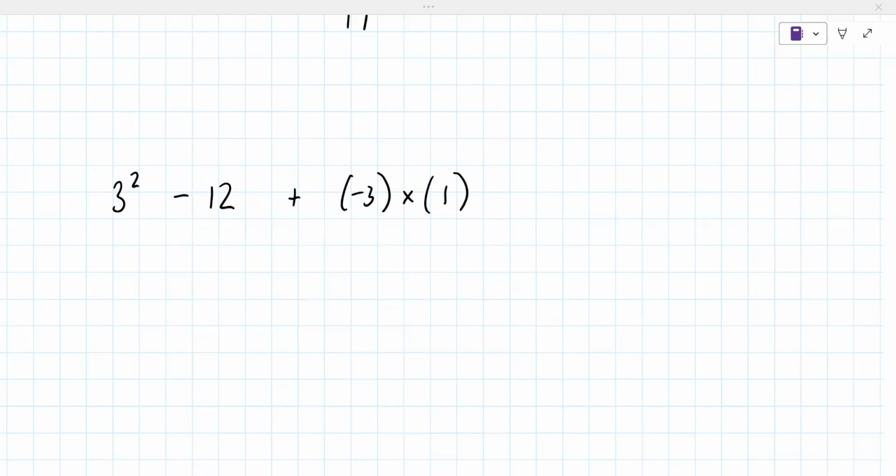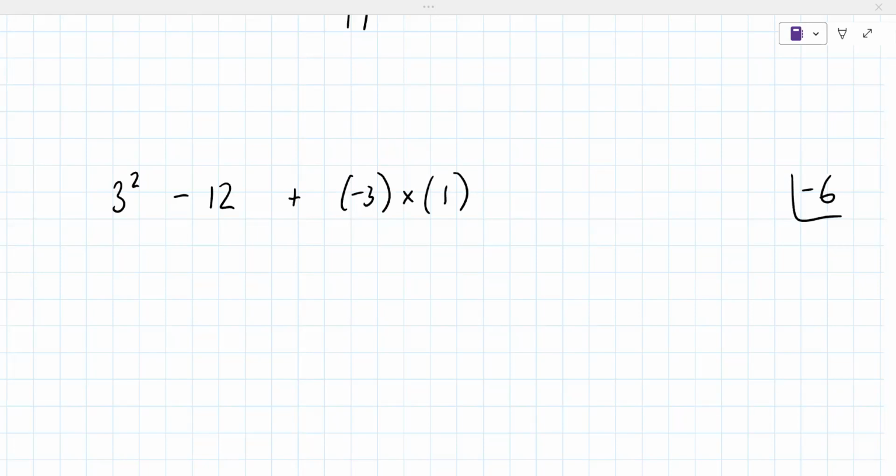I got -6. Okay. How confident are you in your answer? I'd say I'm pretty confident. I don't know. Okay, fair enough. I'm just asking because if you want to spend some more time on this, you can. Okay, so let's take a look at what I got here.